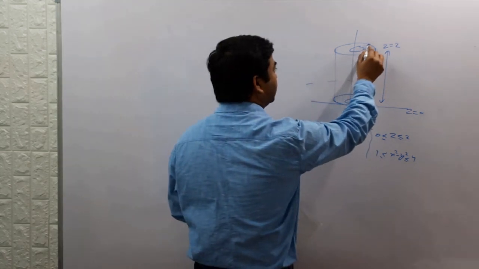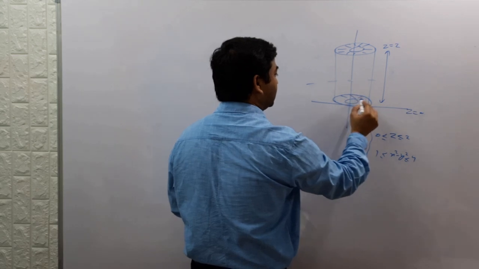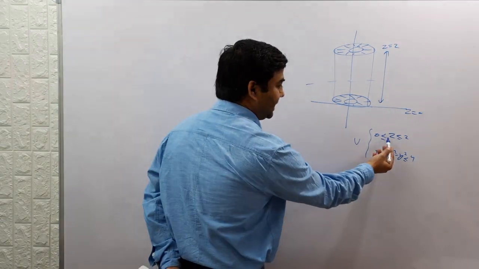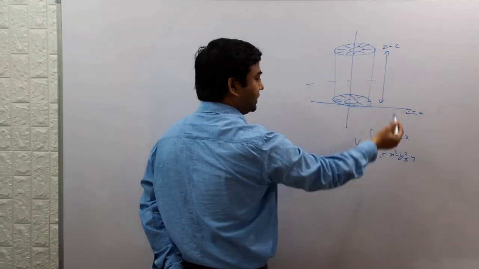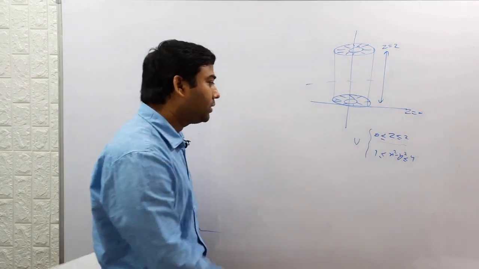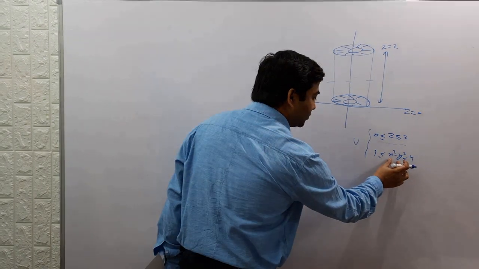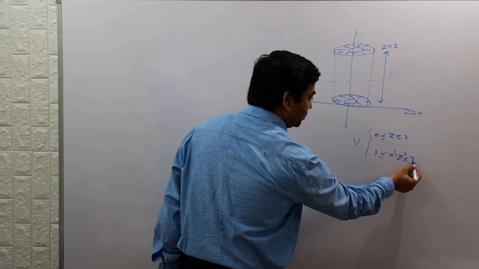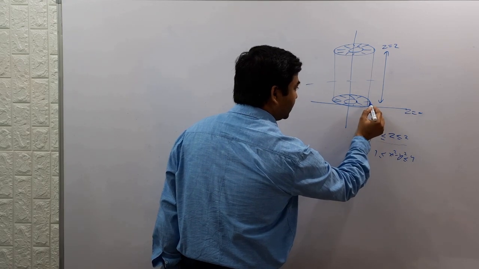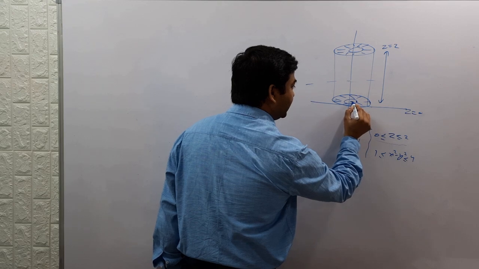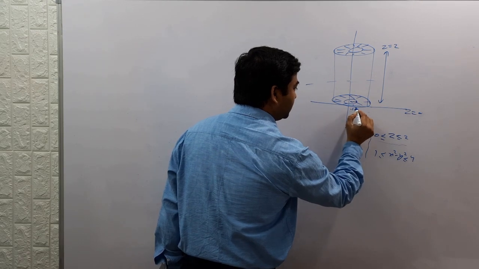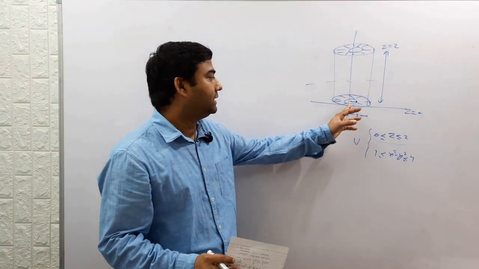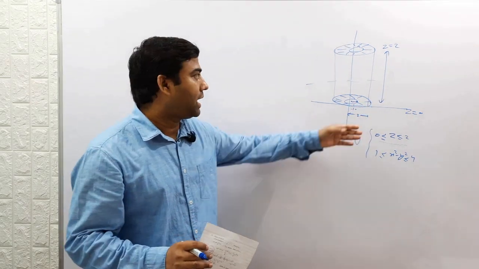This is a hollow cylinder. So the volume of the cylinder is represented by this. That means z is changing from 0 to 2. That means height of the cylinder is 2. And this is the equation of a circle. X square minus y square equal to 1 is the inner circle. X square minus y square equal to 2 square is the outer circle. So the radius of the inner circle is 1 and the radius of the outer circle is 2. So this is a hollow cylinder with inner radius 1 and outer radius 2, height z.